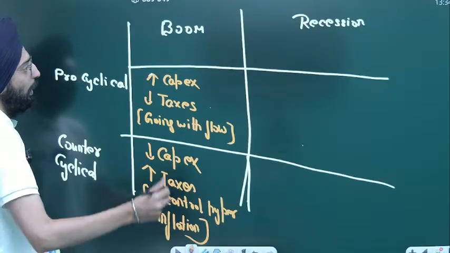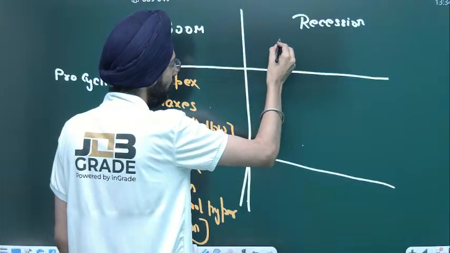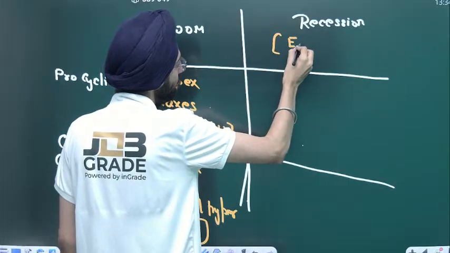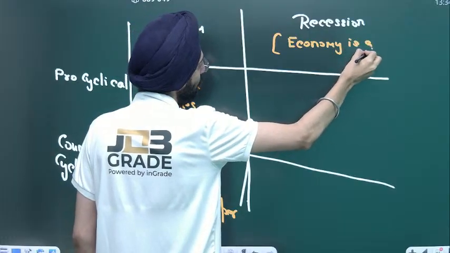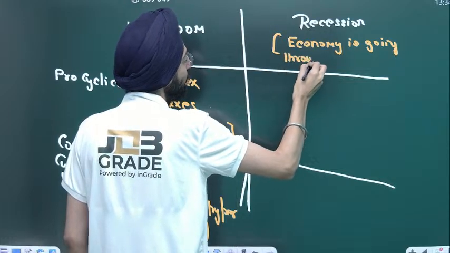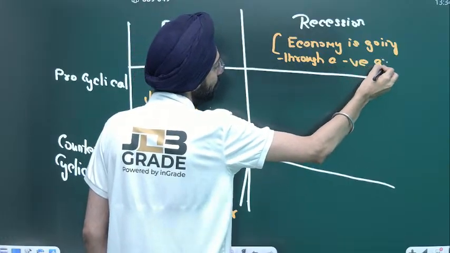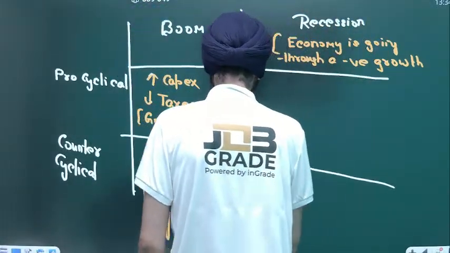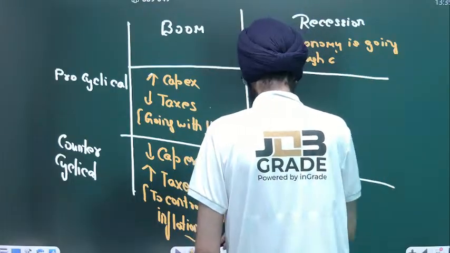Got it. When you talk about pro-cyclical in the case of a recession, it means the economy is going through slow growth or a negative growth rate.